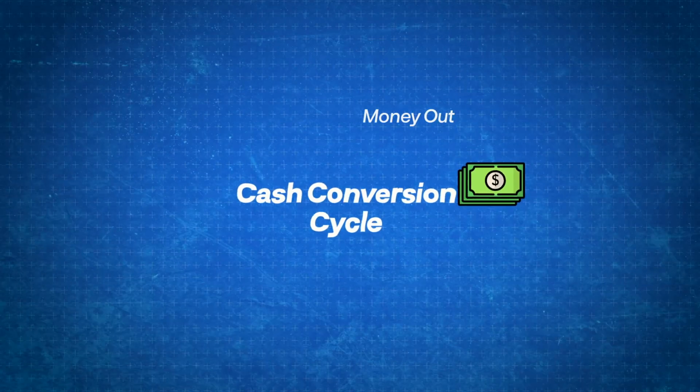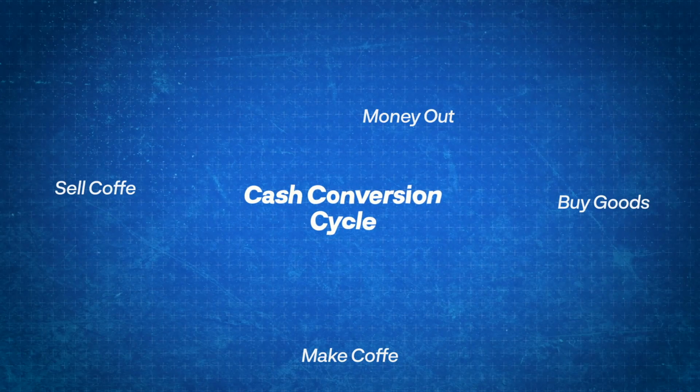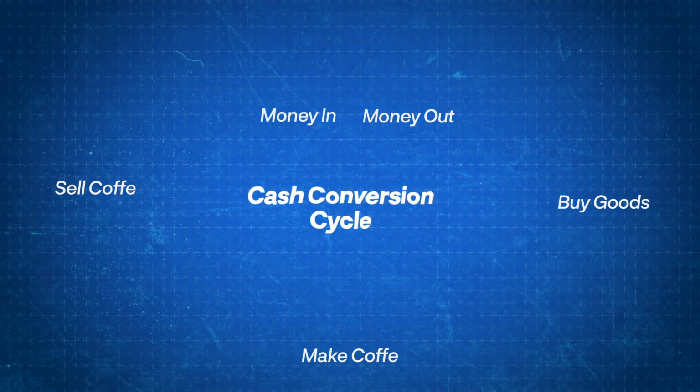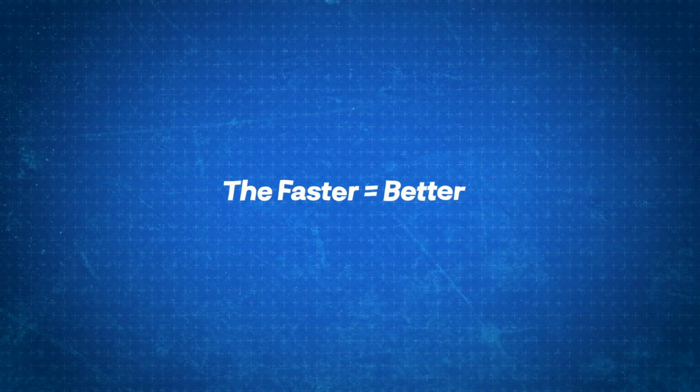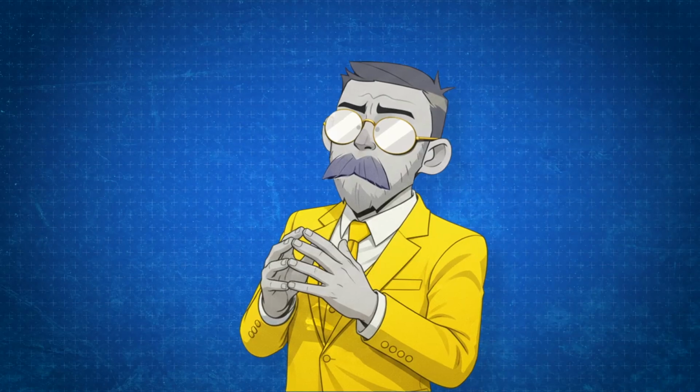Cash conversion cycle, the full loop. Money out, buying goods, to make coffee, to sell coffee, to money in. How fast does this circle spin? The faster, the better. Amazon actually has a negative cycle. They take your money instantly, but pay suppliers later.